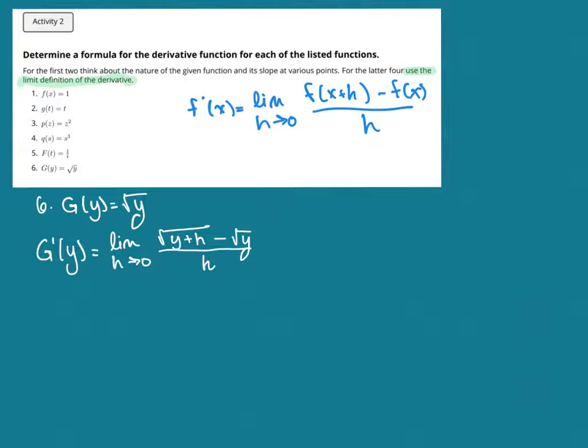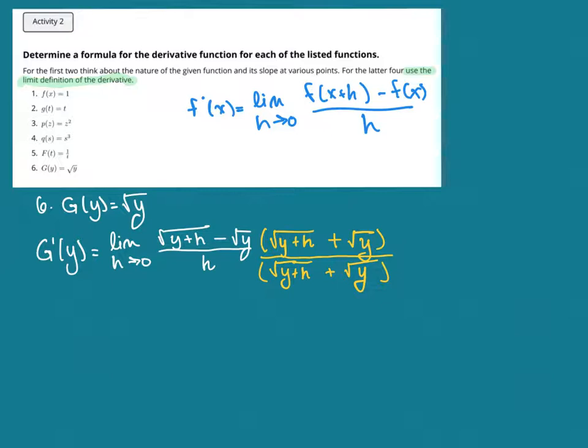All right, what is our strategy when we see things under square roots, when we see radicals being subtracted like this? We're going to multiply by the conjugate. So we're going to multiply by the square root of y plus h plus the square root of y. And of course, we're only allowed to multiply by 1 if we're not changing our problem willy-nilly. So we'll multiply by the square root of y plus h plus the square root of y, over the square root of y plus h plus the square root of y.